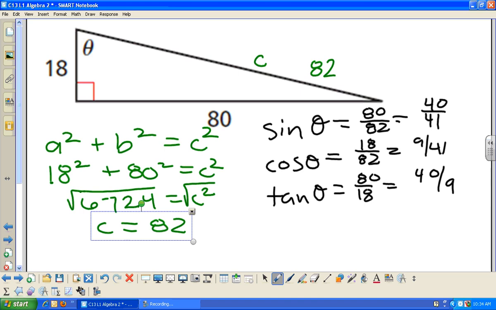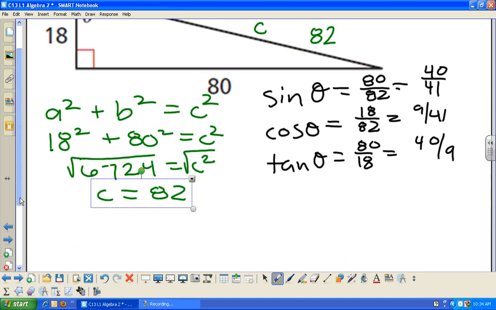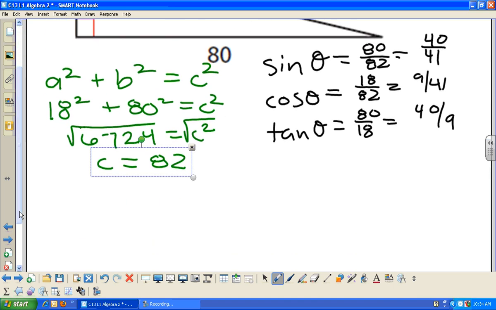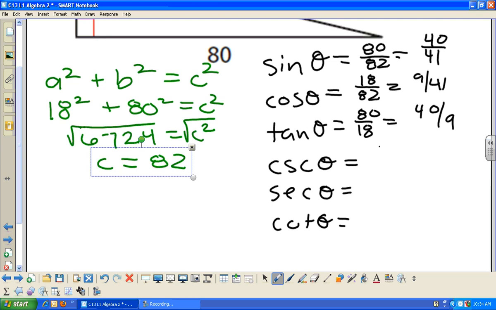So now I'm looking for the three remaining trig functions. I have cosecant, secant, and cotangent. Cosecant is the reciprocal of sine, which is 41 over 40. Secant is the reciprocal of cosine, which is 41 over 9. And cotangent is the reciprocal of tangent, which is 9 over 40.